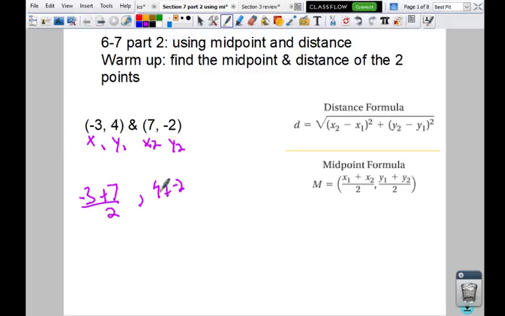I totally did not know that. And then all you had to do is solve these. So negative 3 plus 7 is 4 divided by 2 is 2. 4 plus negative 2 is 2 divided by 2 is 1.